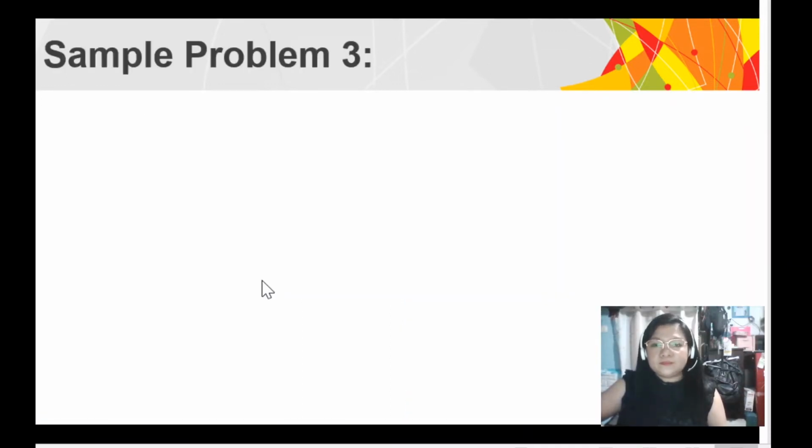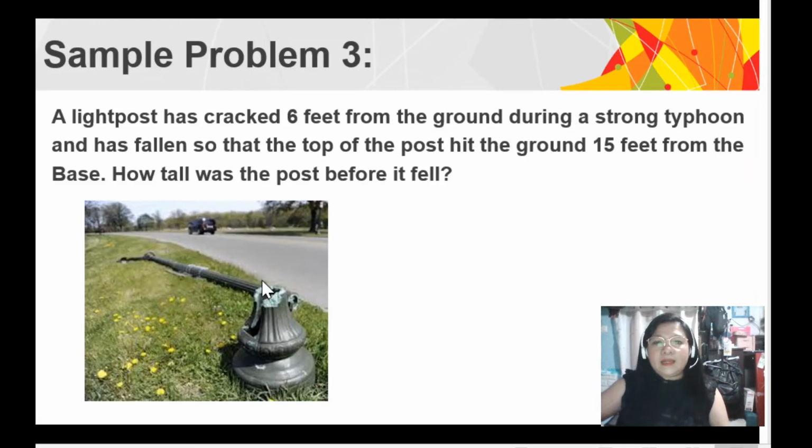Now let's have question number 3. A light post has cracked 6 feet from the ground during a strong typhoon and has fallen so that the top of the post hit the ground 15 feet from the base. How tall was the post before it fell?